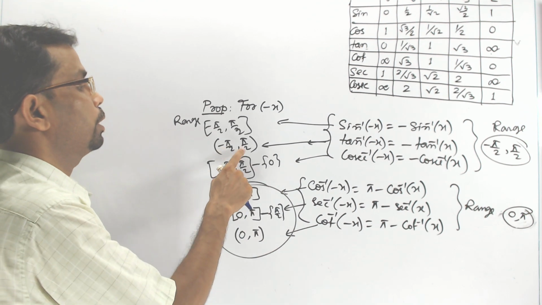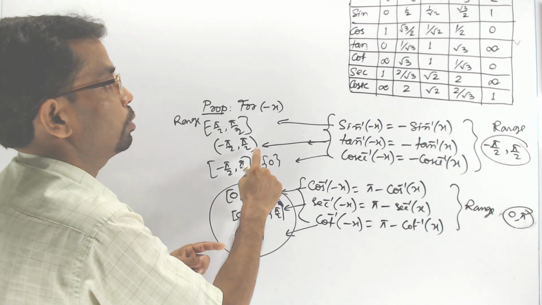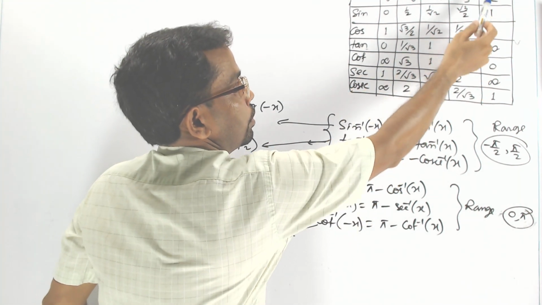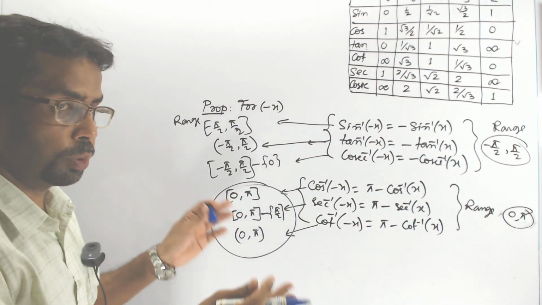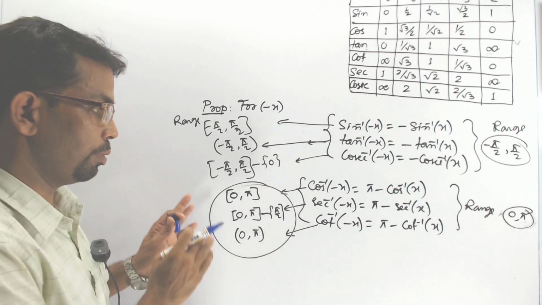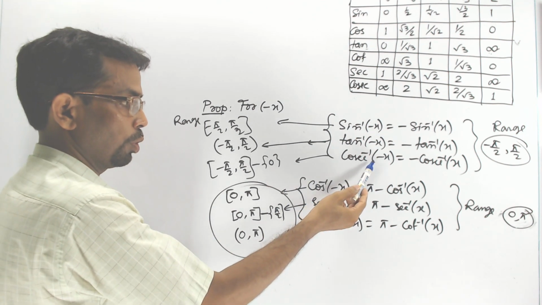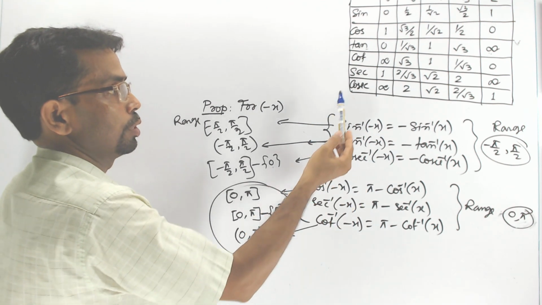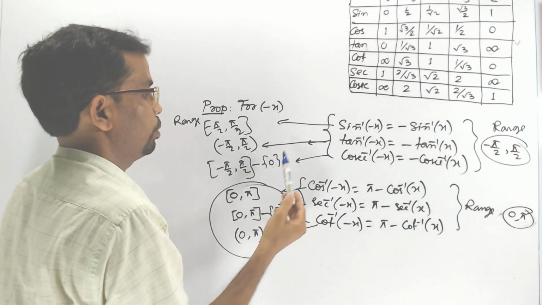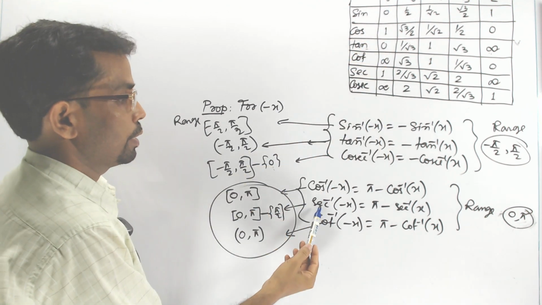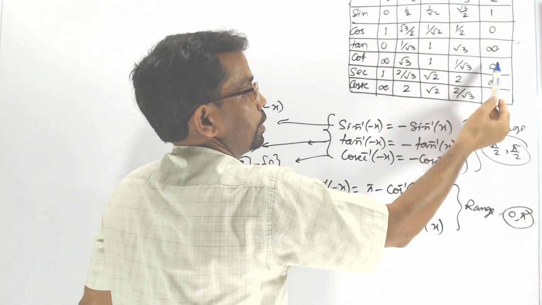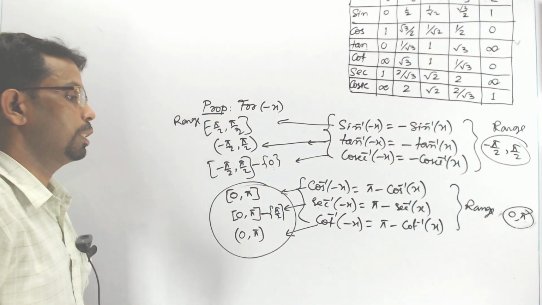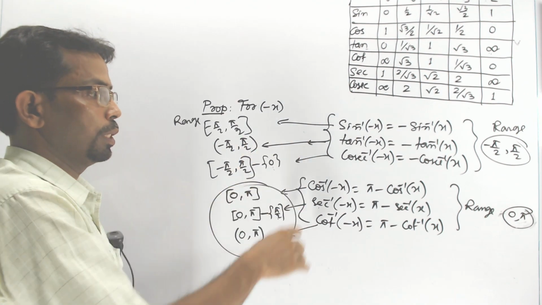This one, at pi by 2 not defined, pi by 2, 90 degrees, not defined, so open interval. And in between, if there is a point at which the function is not defined, that point is rejected, like cosec. At 0 cosec is not defined, you see, cosec 0 is not defined, so we have rejected 0. Then sec pi by 2, sec 90, you see, it is not defined, so pi by 2 is rejected. So this is the way. In a second you can memorize.